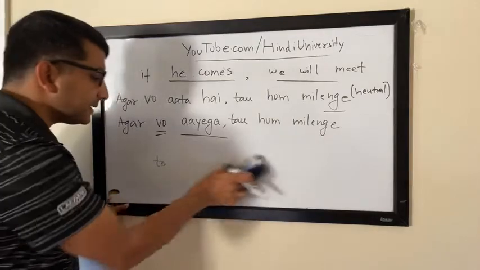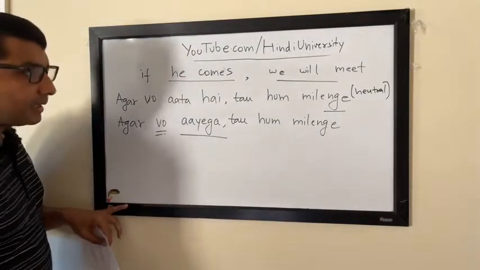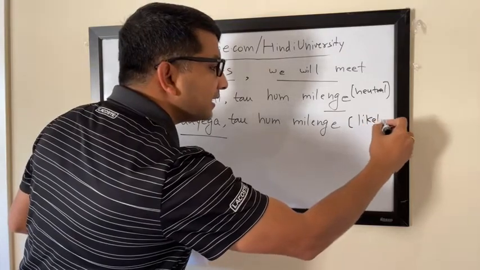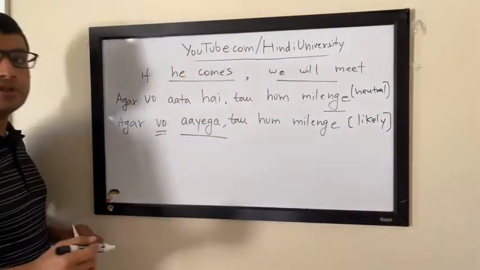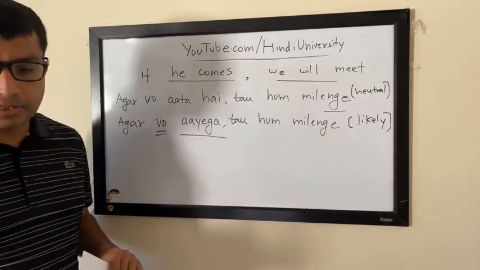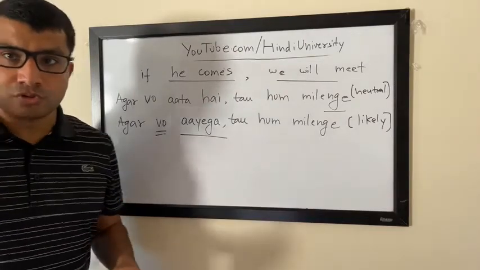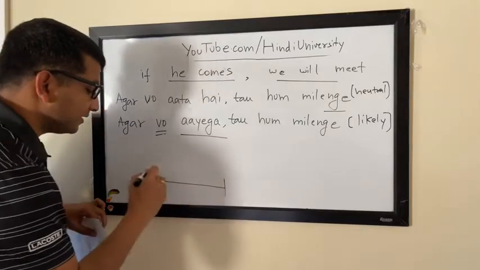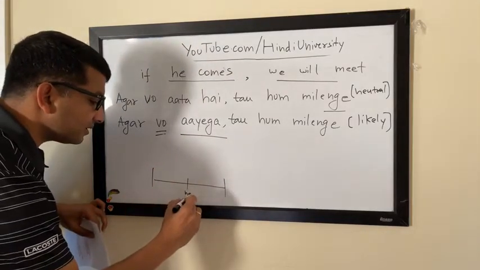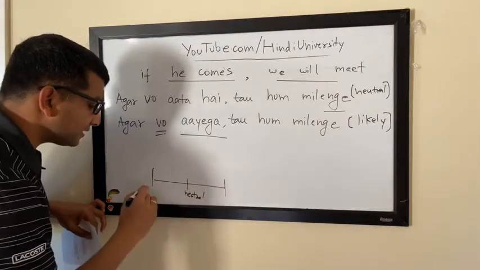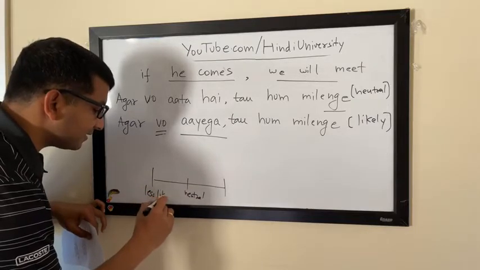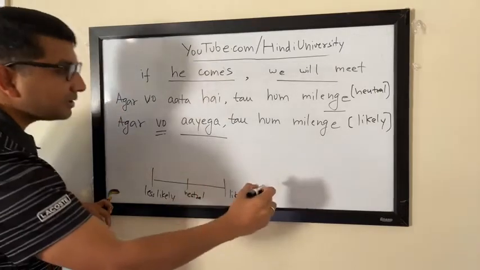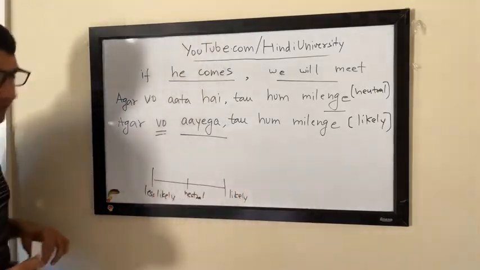Now in this case, the likelihood of it happening is higher; it's more likely that this will happen. Agar wo aayegi, to hum milenge. The tone is slightly different. If you have a gradient where it is neutral, less likely, or likely, this will be on the right hand side.